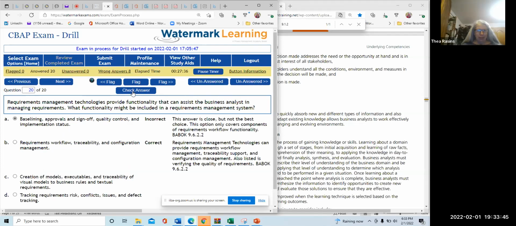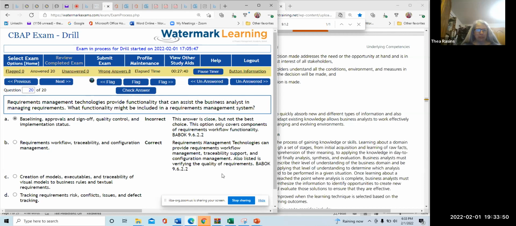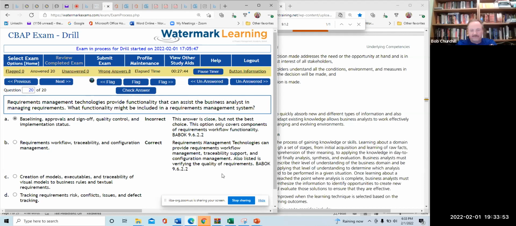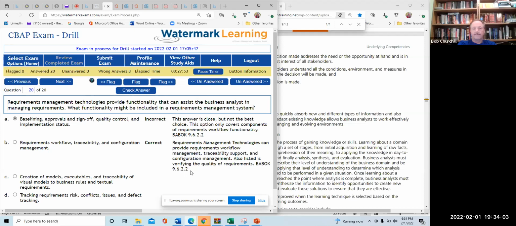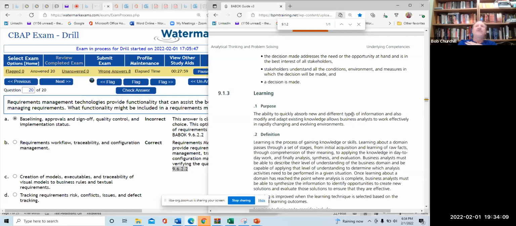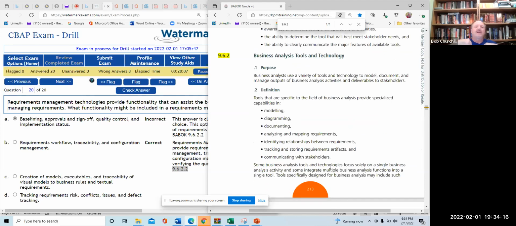You were close. Requirements management technologies can provide requirements workflow and configuration management. Workflow and configuration management are both the odd ones out in my mind. Okay. Do y'all want to go look at 9.6.2.2? Sure. I always think of configuration management as more once a system is in place, managing it over time. But that may not be formally correct.